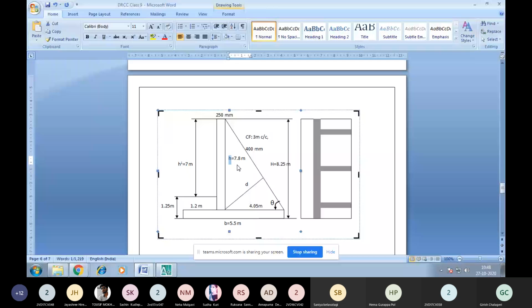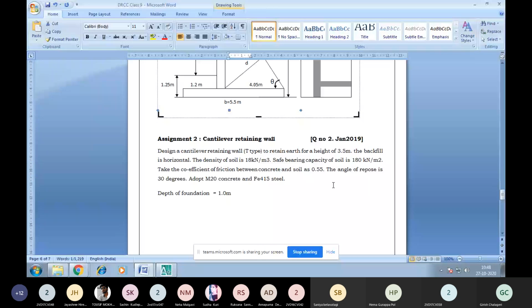And assuming the counterforts at a distance of 3 meters from center to center, calculated as per the formula given. So the counterforts are provided at a distance of 3 meters center to center, and the thickness of the counterfort is taken as 400 mm. So these are the dimensions calculated here. And in tomorrow's class, we start with the stability check as well as the design.